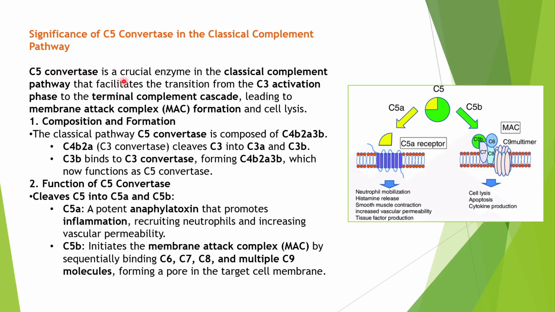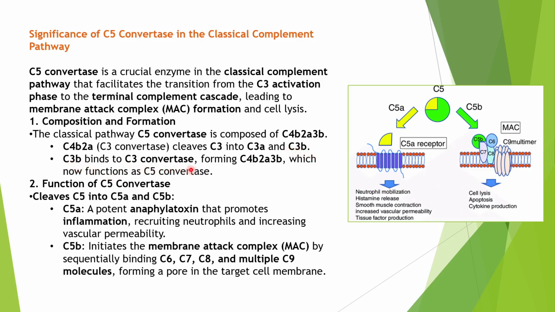So C5 convertase is a crucial enzyme in the classical complement pathway that facilitates the transition from the C3 activation phase to the terminal complement cascade. This leads to the membrane attack complex formation and cell lysis. The classical pathway C5 convertase is composed of C4b, 2a and 3b. C4b and 2a, this is the C3 convertase complex, cleaves C3 into C3a and C3b.